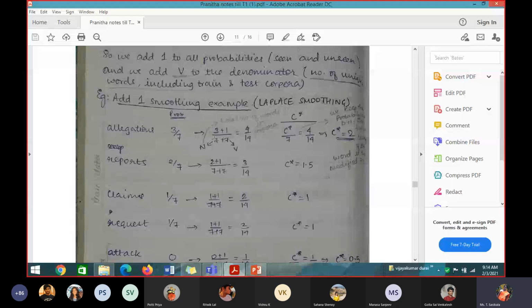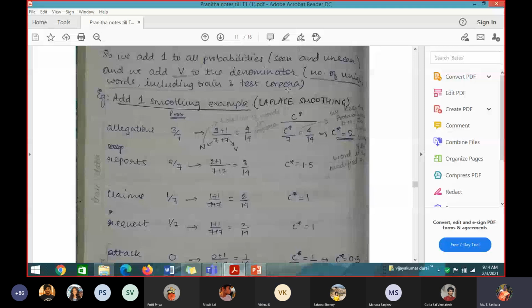V is, see, I have written here. We add V to the denominator. V is the number of unique words including training and test data. So how many unique words do I have? Tell me. Deny the allegation is one word. Deny the report is one word. Deny the claim is one word. Deny the request is one word. Deny the attack. Deny the man. Deny the outcome. So totally how many unique words do I have including training and test data? 7 words. Since both are 7 here, don't get confused.